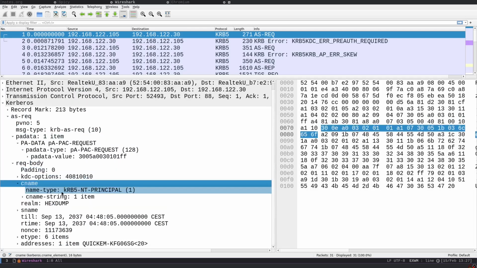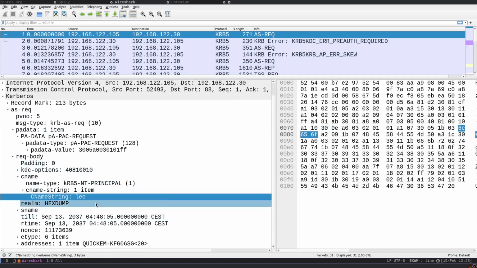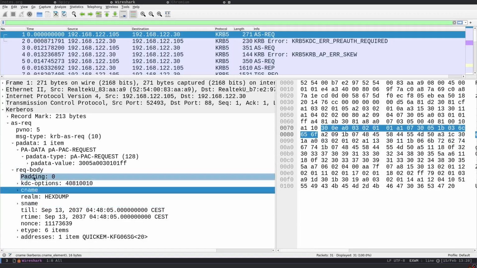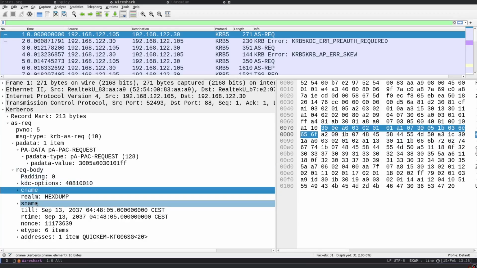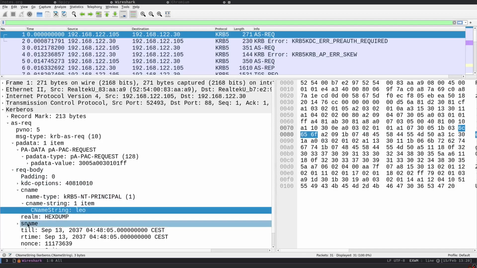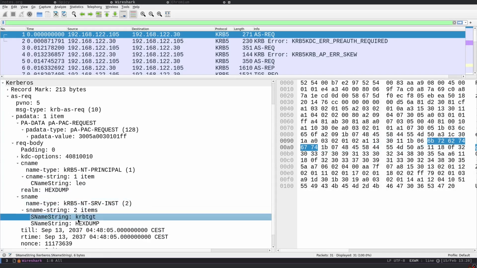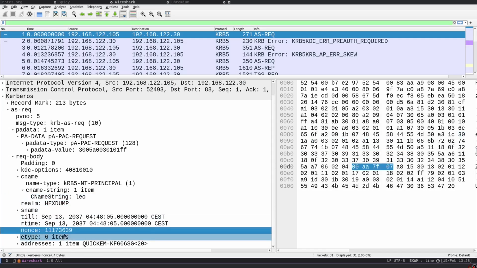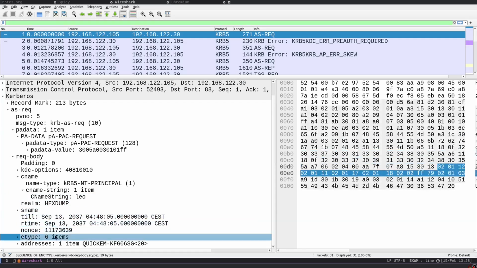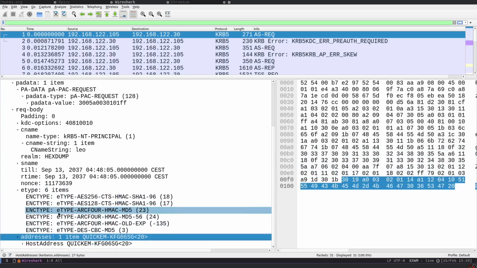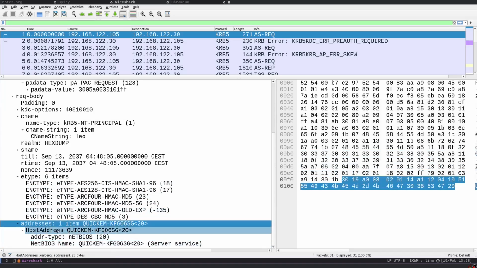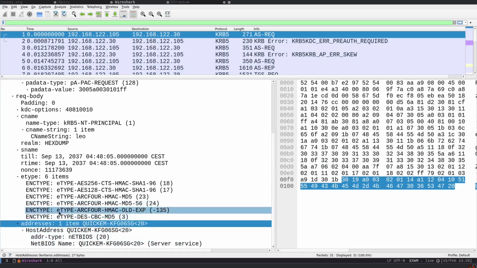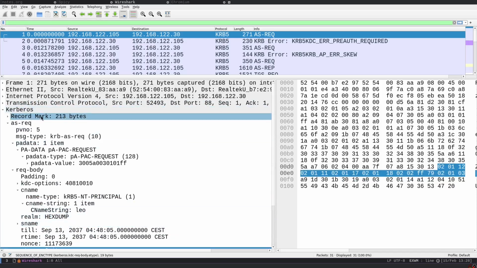Then we find the CNAME. This is essentially the name of the user and also the name of the realm. Then we find the client name and the server name, CNAME, SNAME, and then we find the realm. For CNAME, the name is Leo. For server name, the name, of course, is krbtgt, because this is a TGT ticket. And then we find unknowns and the expiry time and a bunch of other encryption types supported. And we find the host address, quick ammo, so the domain name of the machine that is requesting this ticket, essentially. So this is basically an AS-REQ.